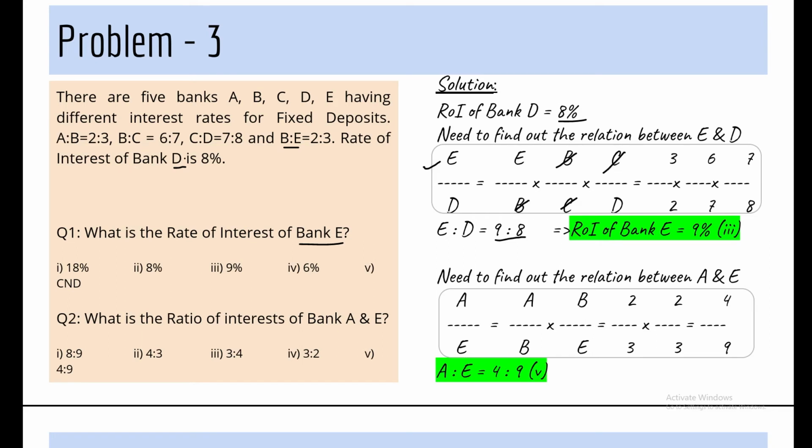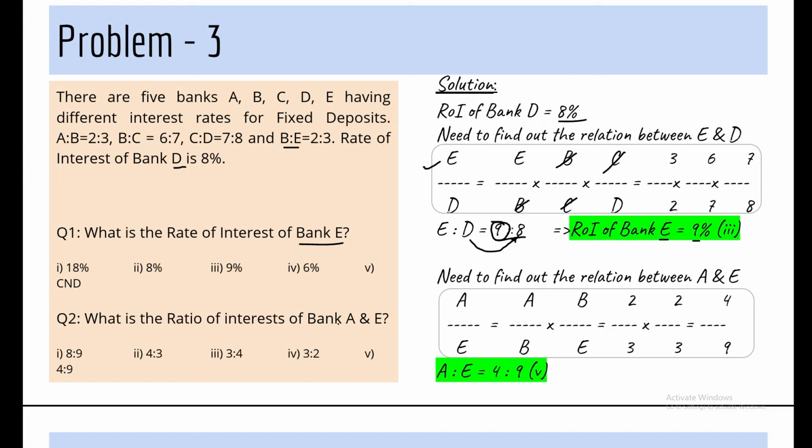Now the value of D is 8%, meaning it is the same as the unit mentioned in the ratio. So as D is 8%, the rate of interest of bank E will be 9%, the same as the unit of E in the ratio.